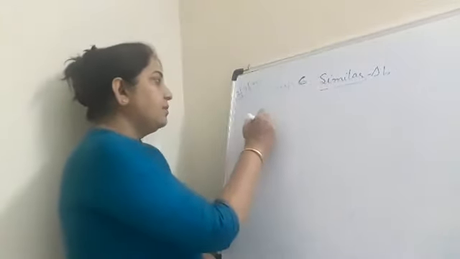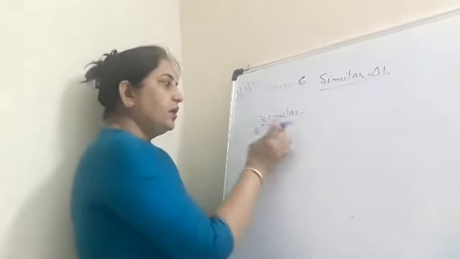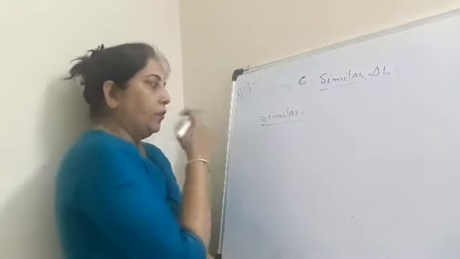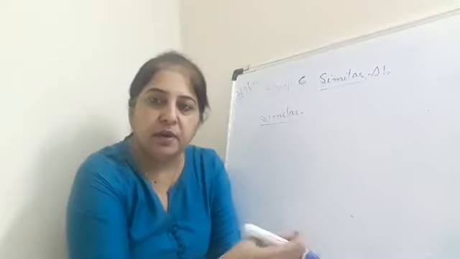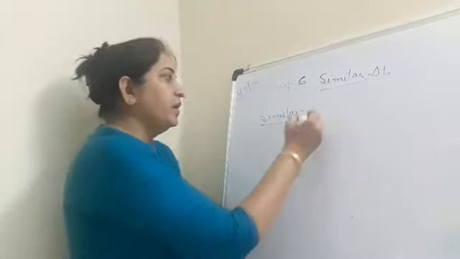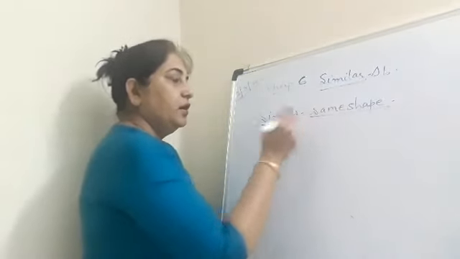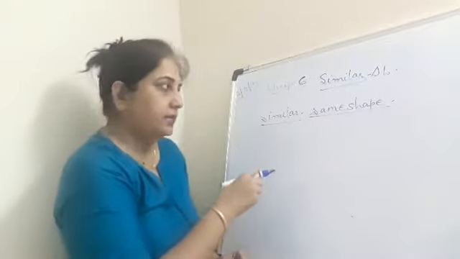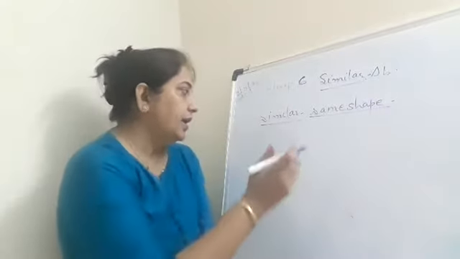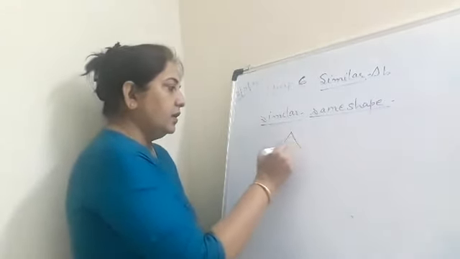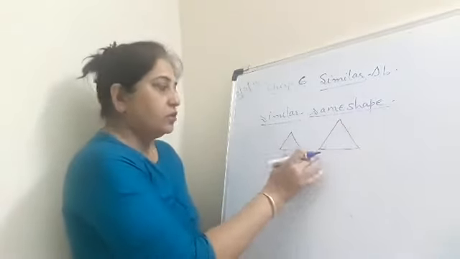Now, coming to similarity. We are going to study similar triangles, but first we are going to study similarity. Two geometric figures are similar when they have the same shape, not necessarily the same size. I repeat, similar figures are those figures which have the same shape, like a triangle. Both of them have the same shape, so they are similar.